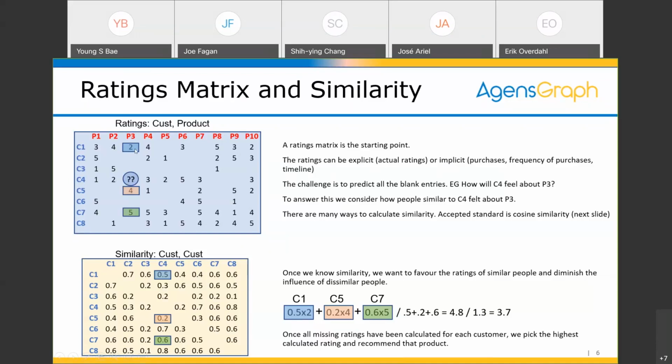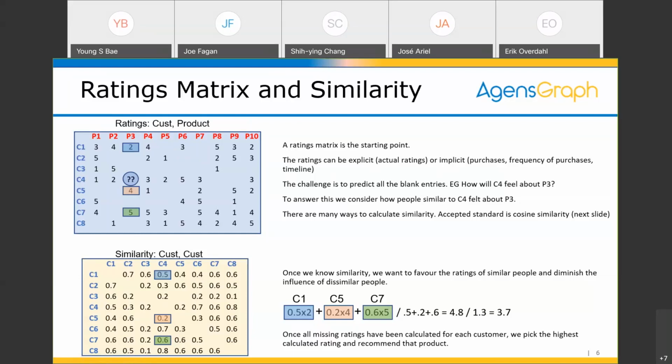Now we could say, okay, this one has a low rating, this is medium, this is pretty good, and this is a really good rating. So do we just average these 3 numbers? That's not a very rich way of doing it, because it leaves out the collaborative principle, the principle that says people who are similar to C4, we value their opinions much more than other people. So we have to have this concept of similarity between customers. We want to find the people who are in C4's group.